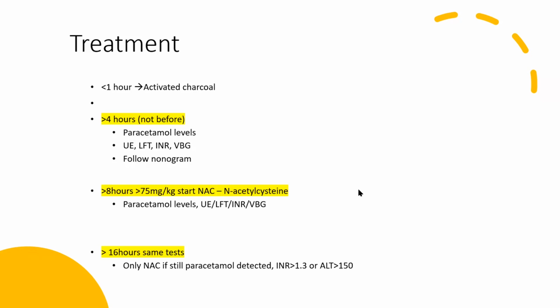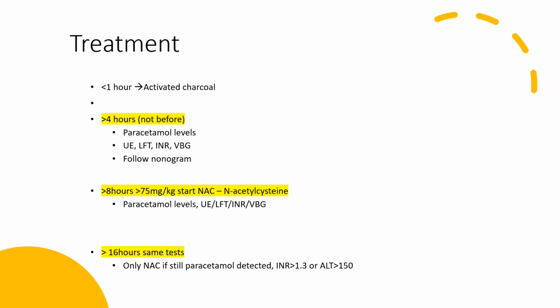It's like a flow chart, step by step. And I'm assuming most places would have one as well, because I've seen it a few other places. It's a big booklet, and if you're in A&E, have a look for one just to have a look through. But you need paracetamol levels, U&Es, LFTs. You want to check the INR to check the liver function, and the VBG.